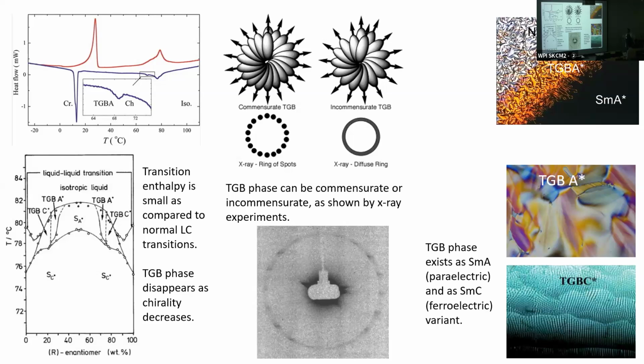And they exist in a TGB-A form, where the blocks will have a smectic A structure, but they can also have a smectic C structure. And there's, I think, 3 different variants of that. But the TGB-C phase, you can often see as a sort of square grid pattern in microscopy.